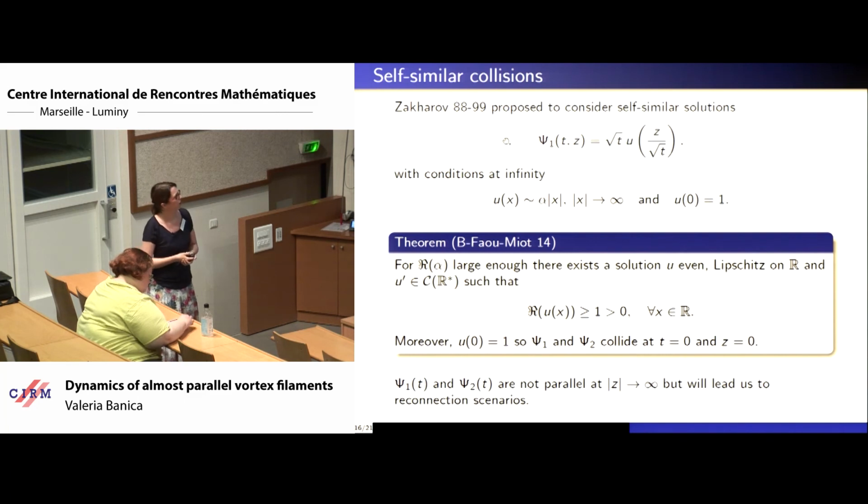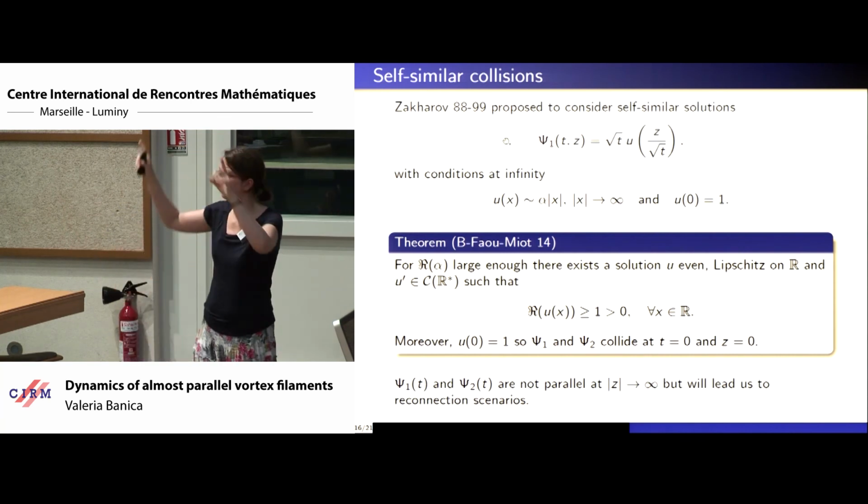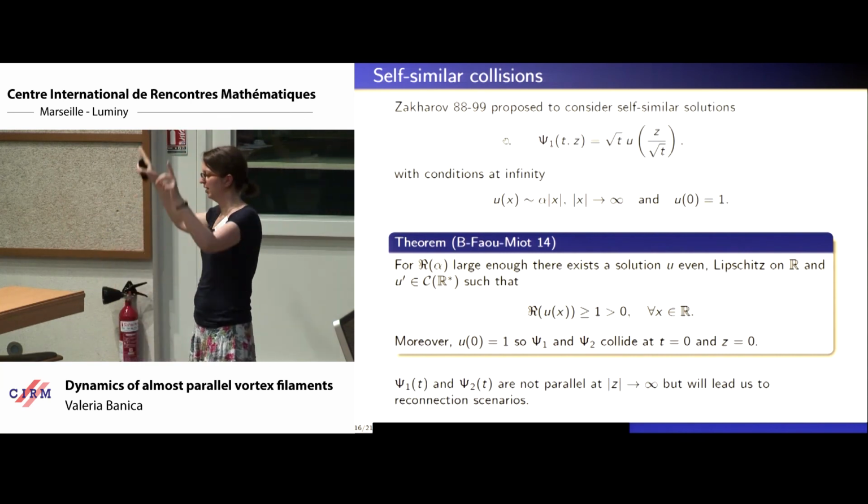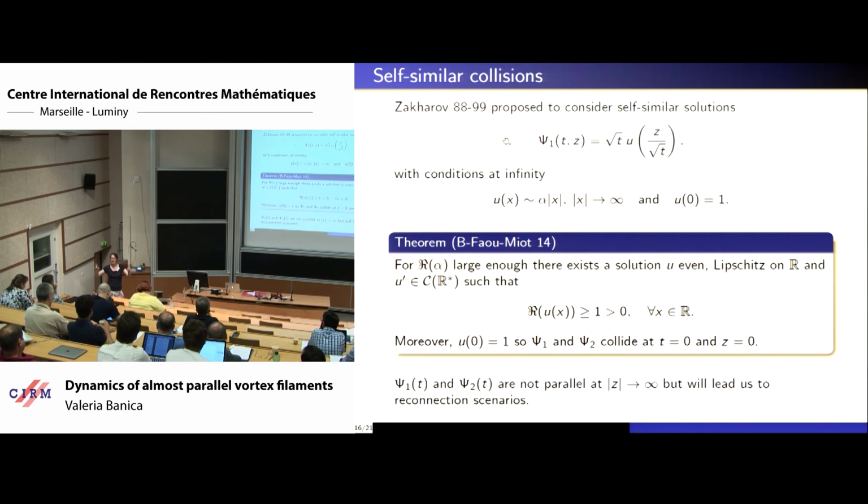But of course, now the complaint is that you have two filaments that will end up colliding, and at collision time you just have two broken lines like this. Okay, the issue is that you are not parallel, as z goes to infinity, to a straight line. So it doesn't really enter the initial framework in which the system was derived.